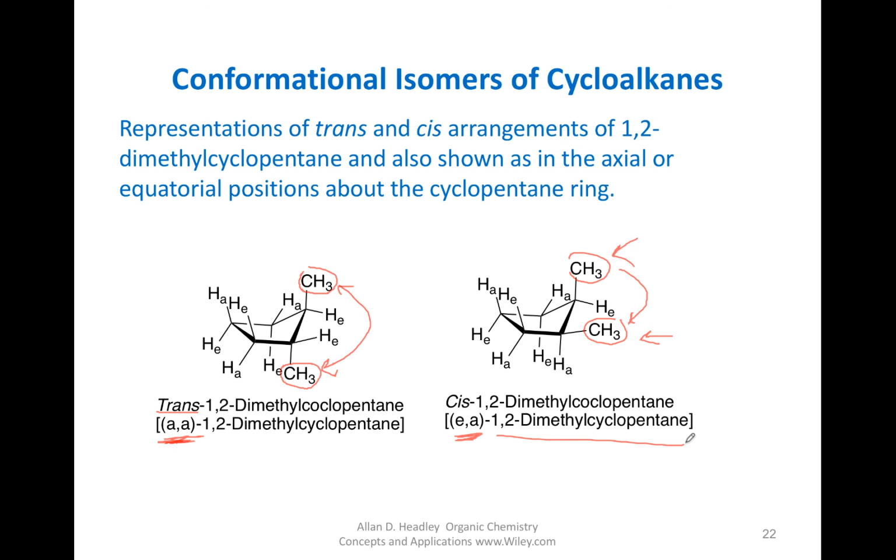Cis and trans. And the larger the ring gets, where there is a little more flexibility in the rotation, here we have the axial and the equatorial positions, and we can describe these molecules or the relationships of groups on it as the cis and trans.